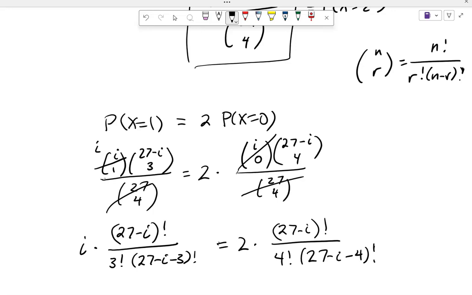Now looking at the equations again, do you see anything else that goes away pretty quickly? Yeah, the 27 minus I factorials go away, don't they? Okay. So those go away.